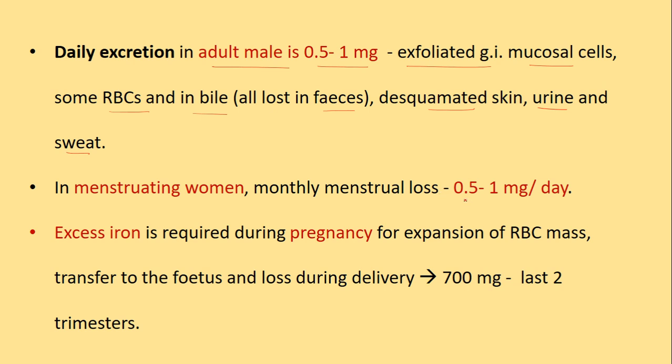In the menstruating woman, the monthly menstrual loss of iron will be around 0.5 to 1 milligram per day, and the excess iron will be, this is very important, required during pregnancy because of the expansion of the RBC mass, and also the excess iron is required to transfer to the fetus, and also there will be loss of iron during delivery. So it makes up to a requirement of 700 milligrams in the last 2 trimesters.